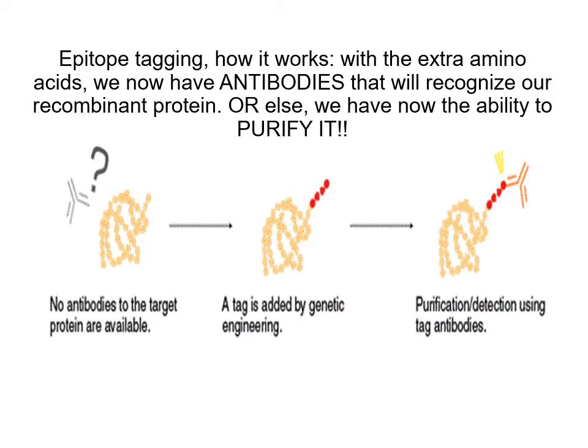Okay, so what's going to happen? We have our protein that we're interested in. We don't have antibodies to that protein, so what we're going to do is add the extra nucleotides to the beginning of the gene, with the result that you're going to get those extra amino acids produced as part of the protein. And we have antibodies to that. So that's represented here. We have antibodies against the tag, and if we try to purify or detect the tag, we will at the same time detect our target protein that we're interested in. Very cute trick.